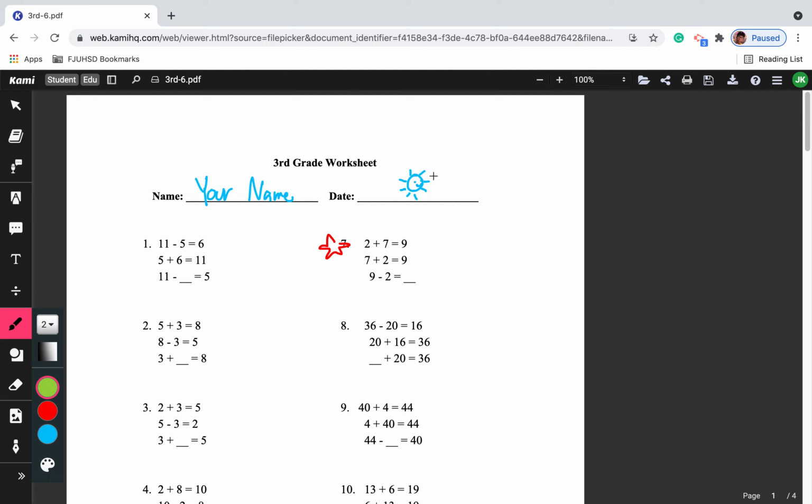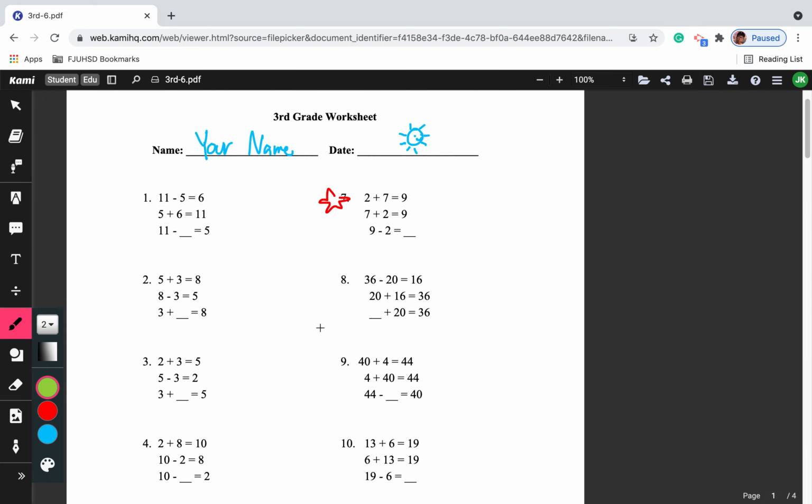I just drew a sun because I want everyone to have a good day. Even though that's not the official date, I just drew something, which you should not do. Anyways, I'm going to be doing some examples and you can follow along. And with that, I hope that you can do the rest.